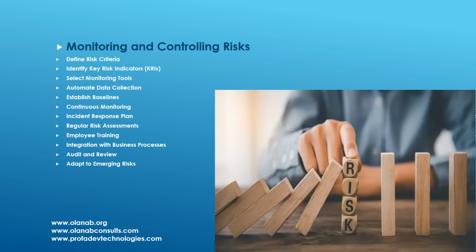Continuous monitoring. Implement continuous monitoring processes to keep track of changes in key metrics. This might involve setting up alerts or triggers for specific threshold breaches. Incident response plan. Develop a clear incident response plan that outlines the steps to be taken when a potential risk is identified. This plan should include roles and responsibilities, communication strategies, and escalation procedures.